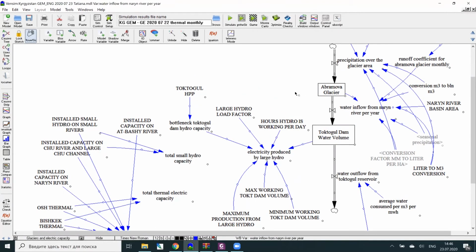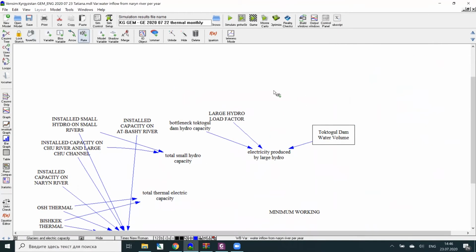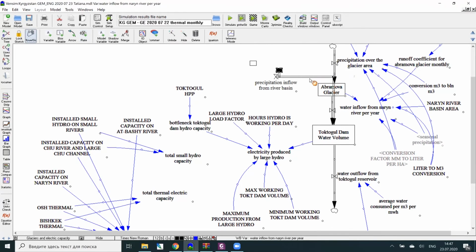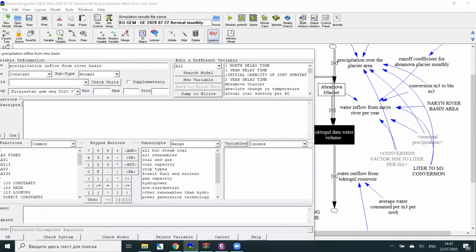Doesn't look very pretty. That can come at the end. No worries. It's not a river dam inflow. It's, let's say, precipitation inflow, because it could be precipitation inflow from the river basin, because it all will come to Narin River before coming to the dam anyway. And then we're going to have here portion only. Yes, and this is going to be 1 billion cubic meters per month, hopefully.